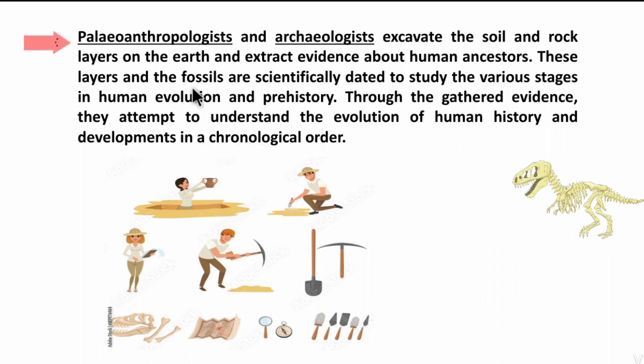So, paleoanthropologist and archaeologist, their duty is to excavate. Excavate means dig up the soil to take out the evidences like fossil bones or the remains or the objects which they used, which has been buried in the ground for many years. So they will take out and they will use the dating technology. Dating means carbon dating technology to determine their age, to determine the period in which it was used. In chronological order, chronological means sequential order.